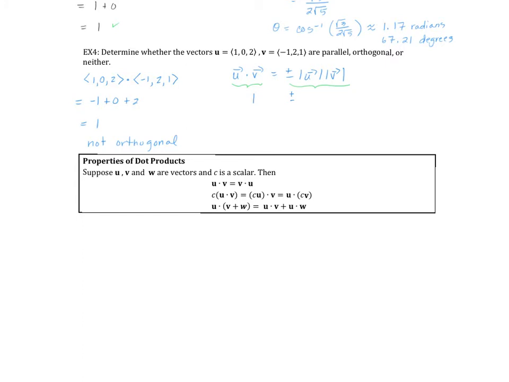The magnitude of u is going to be the square root of 5. The magnitude of v is 1 plus 4 plus 1, so the square root of 6. So notice that this is plus or minus the square root of 30. And that's not equal to 1. So I also found that these are not parallel. So the answer is neither. These vectors are neither orthogonal nor parallel.